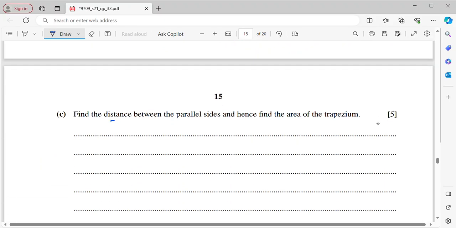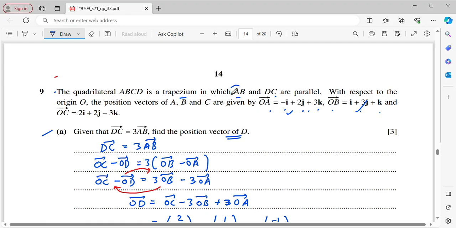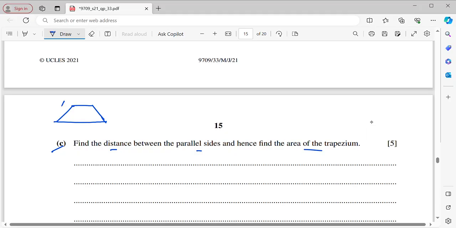Okay, now B, find the distance between the parallel sides. Sorry, C. Okay, find the distance between the parallel sides and hence find the area of the trapezium. So let's say this is a trapezium because it's mentioned AB and DC are parallel. Okay, so let's say here is AB, this is DC. They are parallel. So now to find the distance between the parallel sides means that you need to know the distance here.